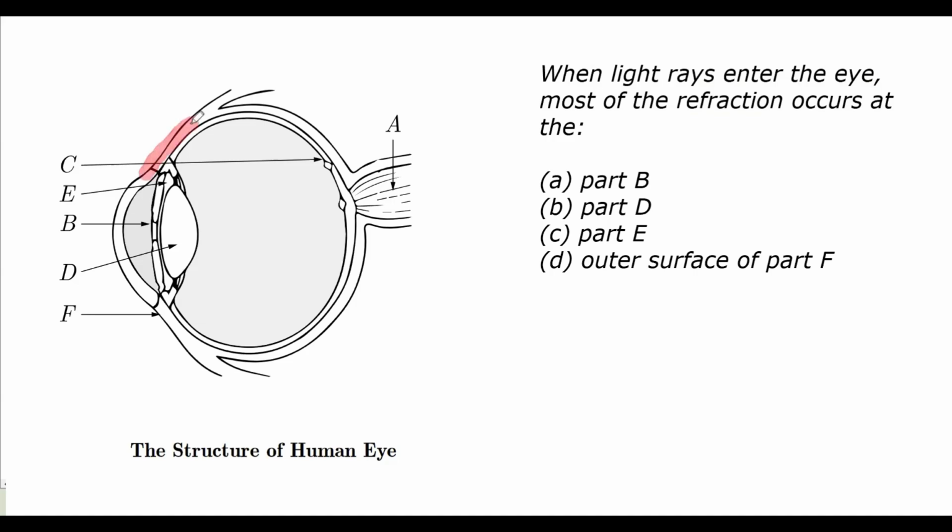This is the outer bulge portion of this eye. This is called the cornea. And I can see this is marked F over here, right? So F is the correct answer. Now we should also know why.